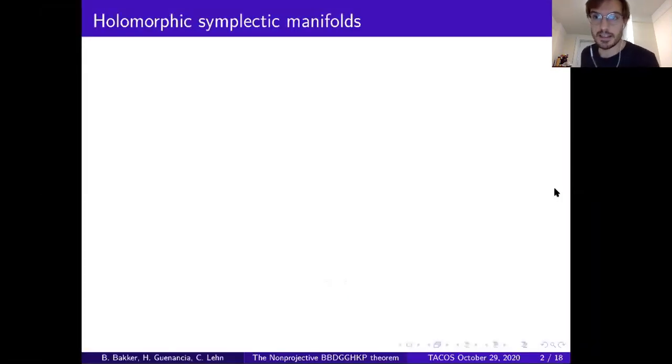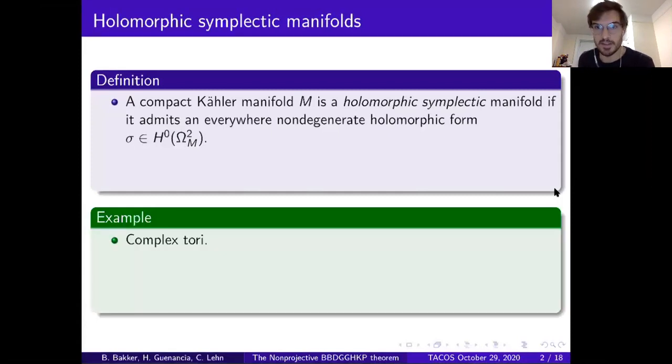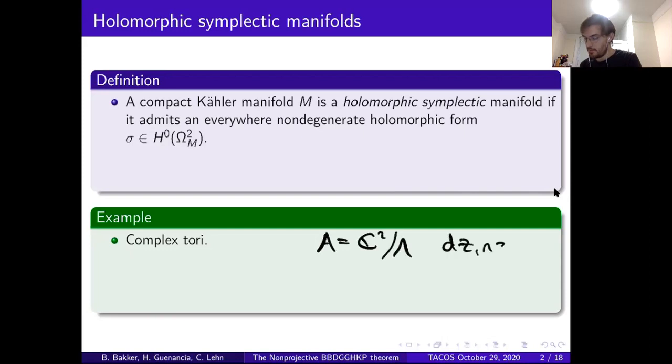of a holomorphic symplectic manifold. So we say that a compact Kähler manifold M is holomorphic symplectic if it admits a two-form that is everywhere non-degenerate. So the simplest examples of these are provided for by complex tori. So if we take, for instance, a two-dimensional complex torus, then take your favorite non-zero two-form, which is translation invariant. This will descend to a non-zero two-form downstairs, which is therefore non-degenerate.